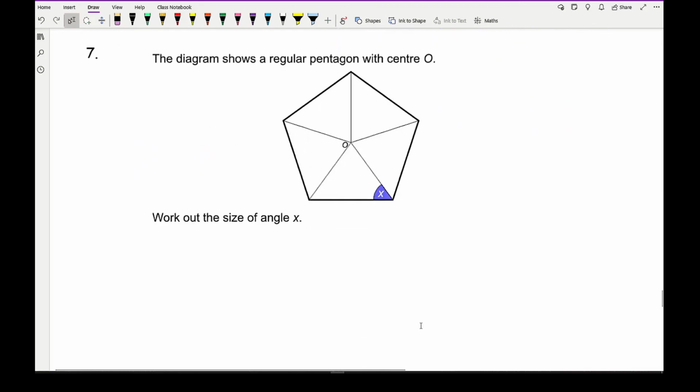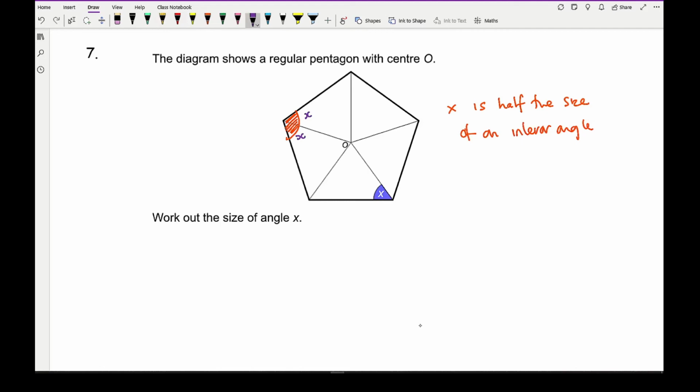Question 7 says the diagram shows a regular pentagon with center O, and the question is asking us to work out the size of angle X. It's not asking us to work out any other angle apart from this one on this particular triangle. Depending on how you want to work this out, there are a couple of things that you should be able to spot. For example, X is half the size of an interior angle. So if I highlight this interior angle, this one here, then this angle X is half of that. So that's going to be X, that's going to be X.